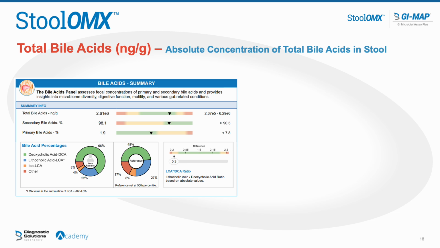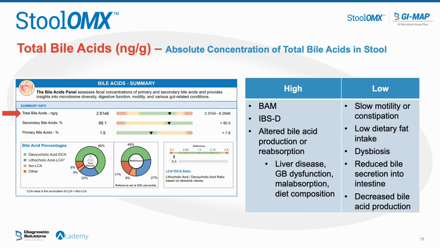Another marker that you're going to see on page 1 of our StoolOMX test is total bile acids. This is an absolute concentration of both primary and secondary bile acids. Some of the reasons why total bile acids could be high in the stool are bile acid malabsorption, IBS-D, increased bile acid production or decreased reabsorption due to liver disease, gallbladder dysfunction, malabsorption, or a high fat diet.